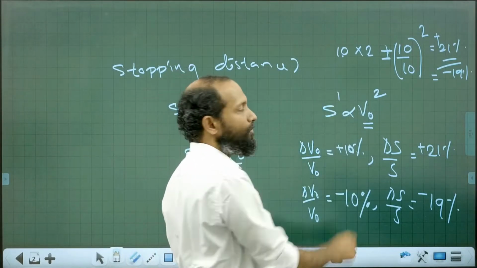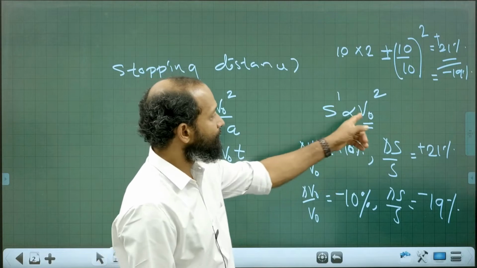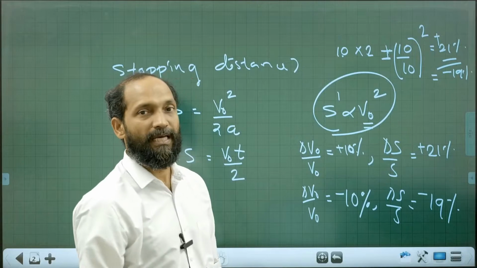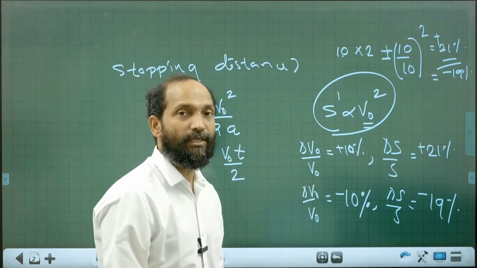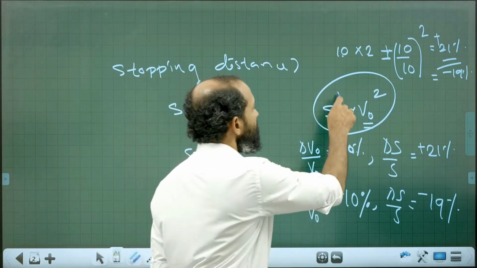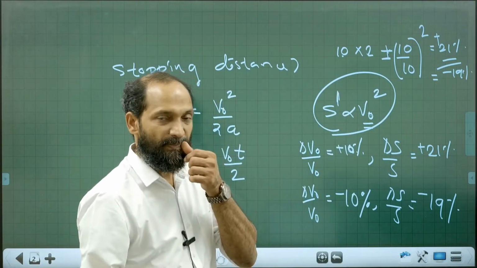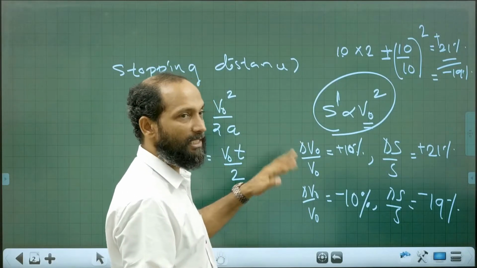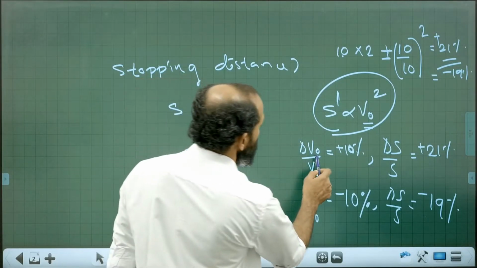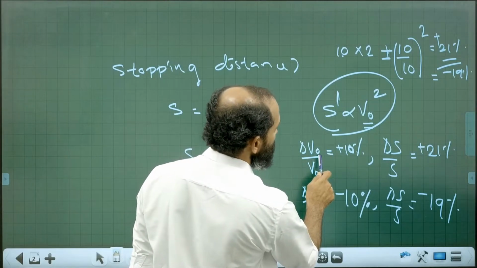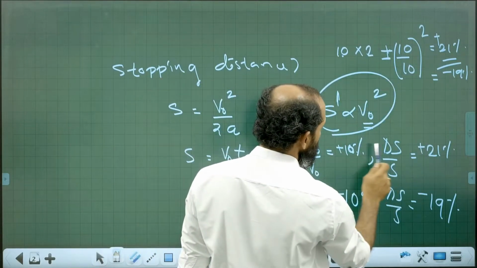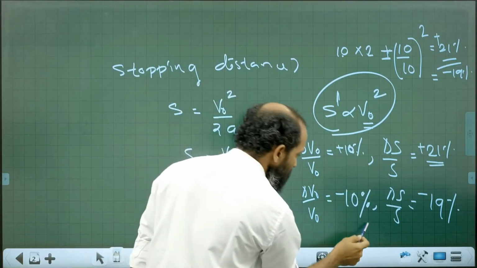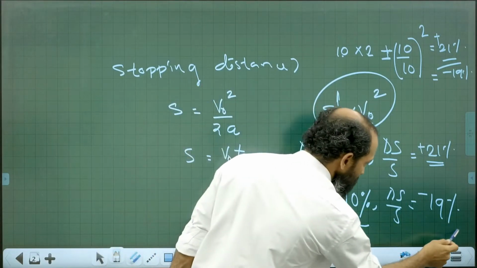Wherever the power of one variable is 1 and the power of the dependent variable is 2, it is quadratic, following a parabolic graph between them. The S versus V0 graph is a parabola symmetric about the S axis, as the power of S is 1. The quantity whose power is 1, the parabola is symmetric about that axis. So if speed increases by 10%, stopping distance increases by 21%. Speed decreases by 10%, stopping distance decreases by 19%.